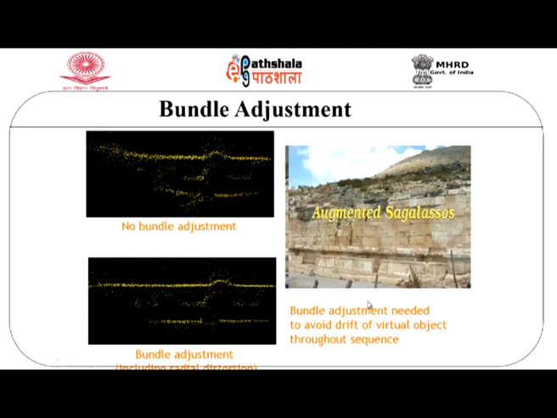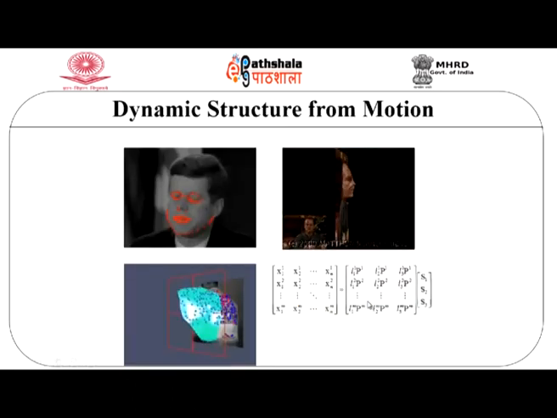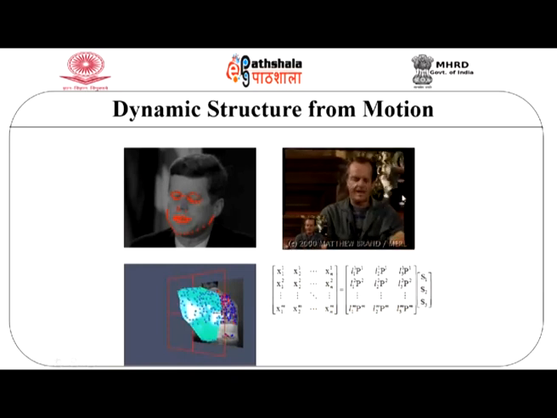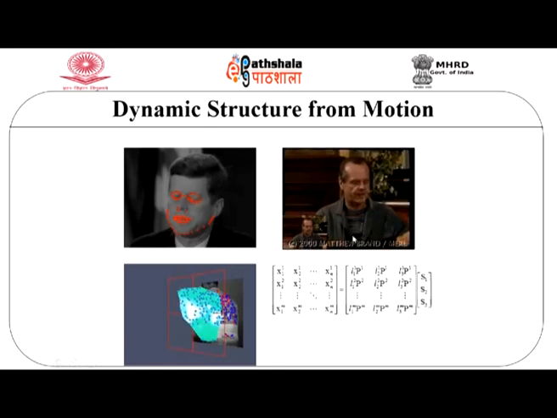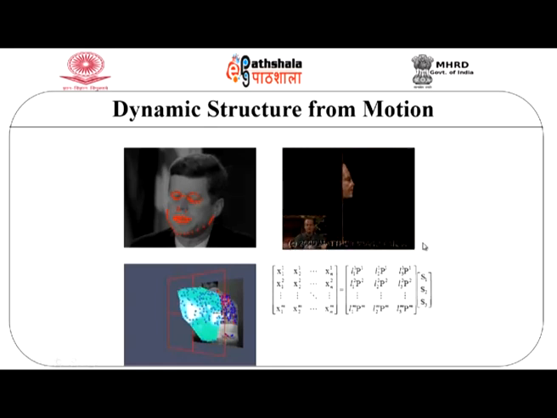So this is another example of dynamic structure from motion as such. We can see how dynamic objects are being created, or multiple views of the motion of the object are being created on the screen as such.